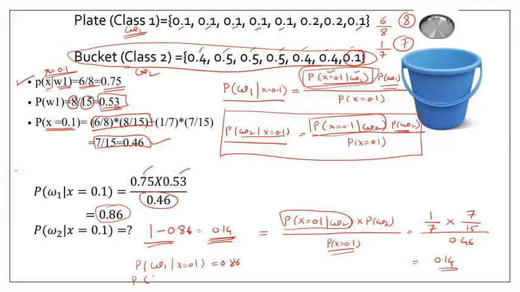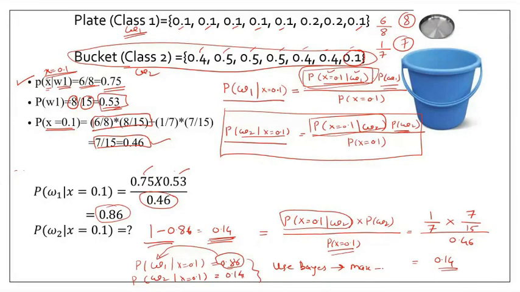Probability that the given object is omega 2, that is 0.14. So use Bayes and take a decision based on the max. I will go with the max probability, that is 0.86. Then my decision is omega 1.